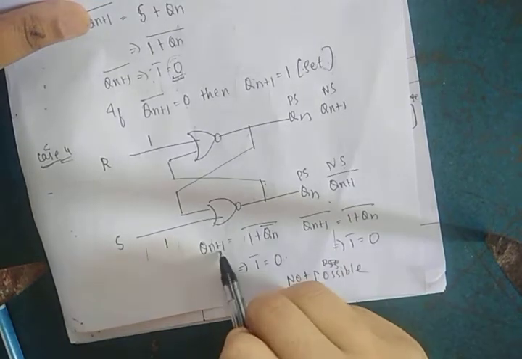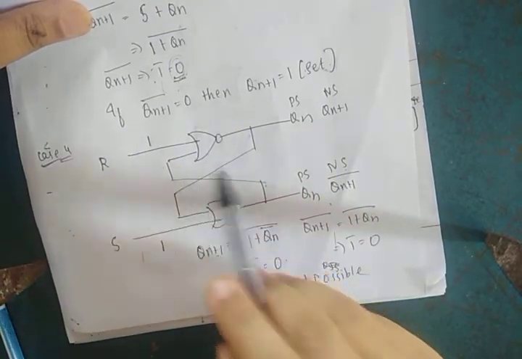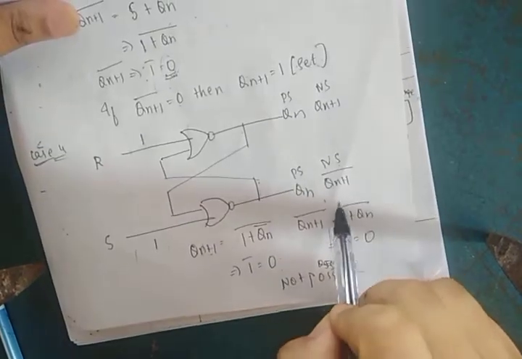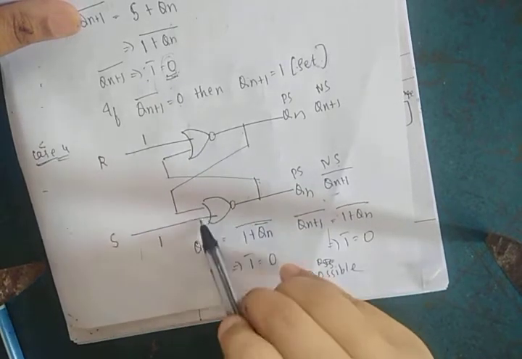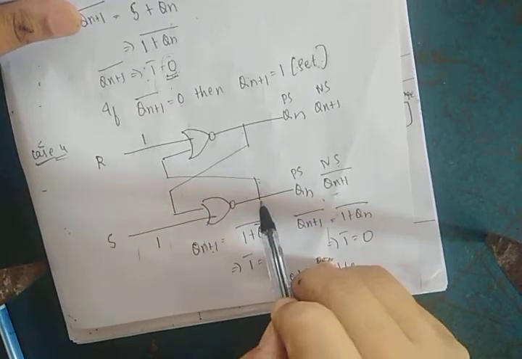So this is Qn plus 1. First I'll solve this. Qn plus 1 is what? R plus Qn bar as usual. I'll be getting 1 bar is equal to 0. Again, I have solved this also. Qn plus 1 bar is equal to S plus, I'll be getting from here, that is Qn. I'll be getting the result.